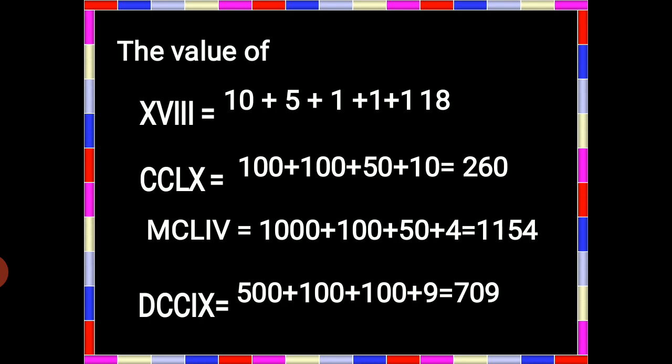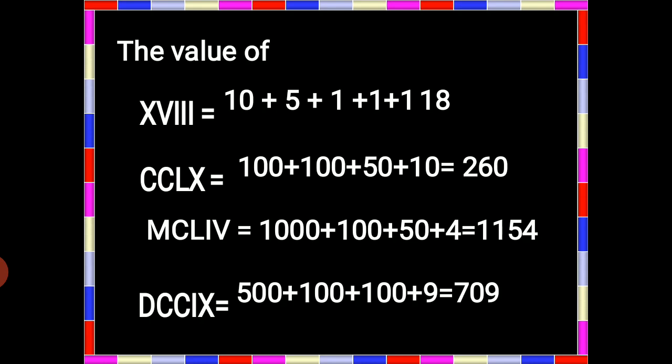Next is CCLX. We know that C represents 100, L represents 50 and X represents 10. Here also all the Roman symbols go from the greater to the smaller, so we will add all of these. 100 plus 100 plus 50 plus 10. 100 plus 100 is 200, 200 plus 50 is 250, and plus 10 is 260. So here we got 260.